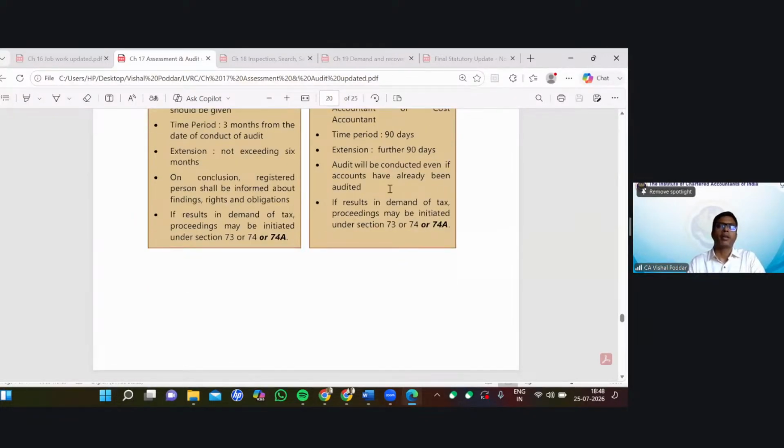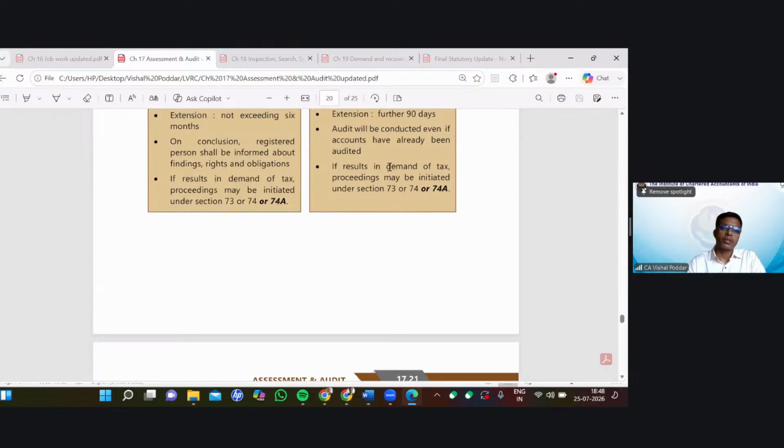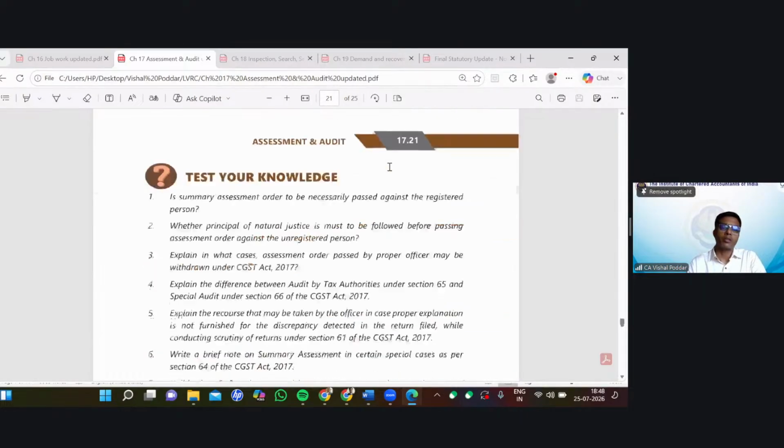And the audit will be conducted even if the accounts are already audited by the department or by the taxpayer from his professionals. Again, if this leads to some tax liability, the officer, the department will raise notice under 73, 74 or 74A.